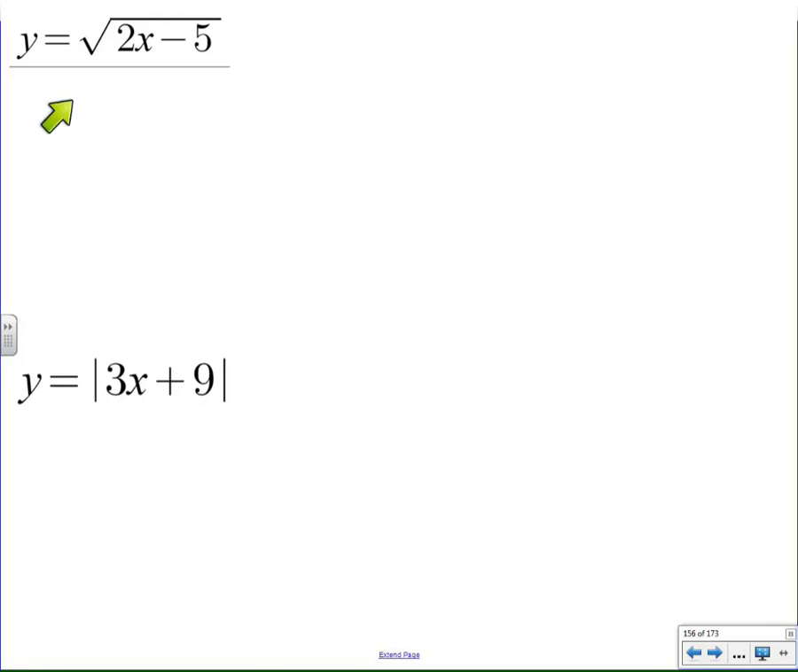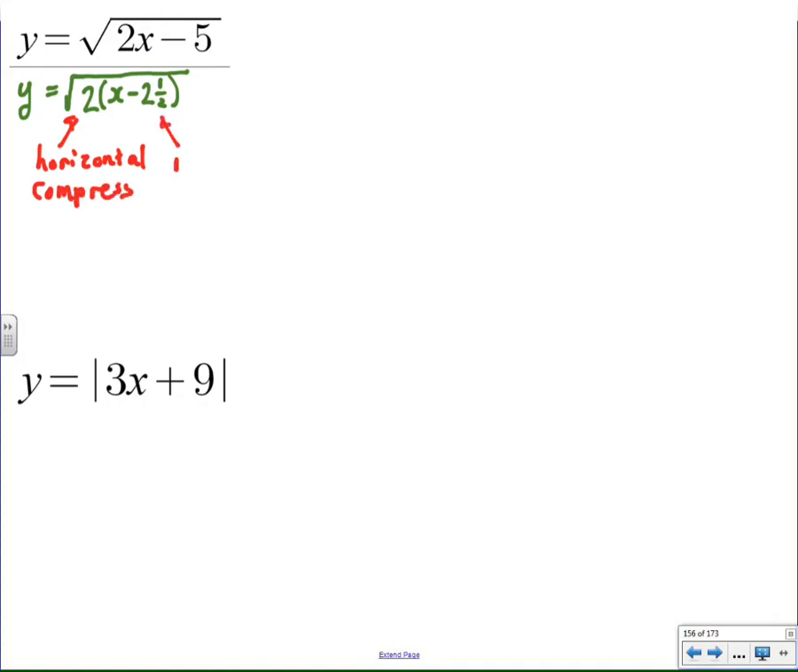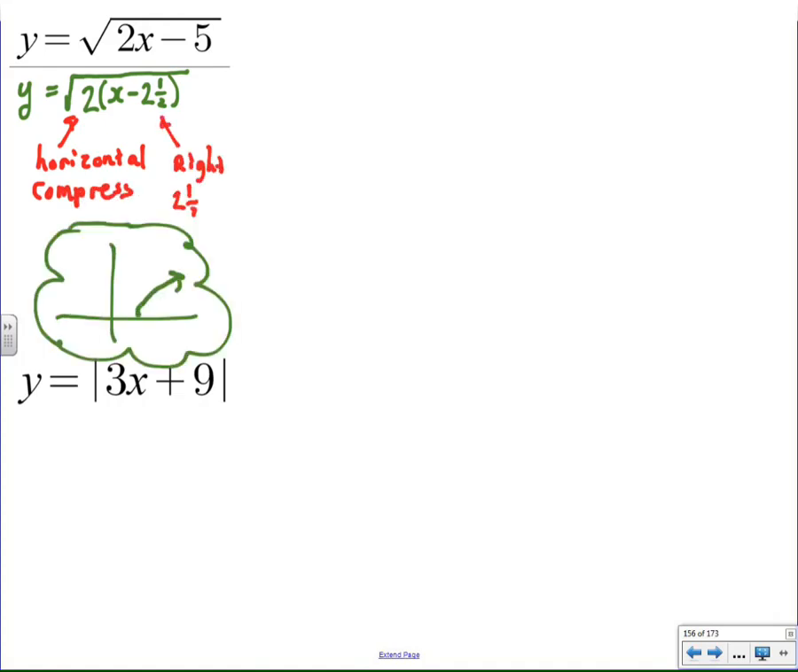So when analyzing y equals square root of 2x minus 5, before we do anything, we need to rewrite or rearrange the way the function is written. By factoring out the 2 from 2x minus 5, we get 2 times the quantity, x minus 2.5. This enables us to identify the horizontal compression, but this time we'll be compressed after the graph is shifted to the right 2.5. In other words, the square root graph is going to look something like my little mental sketch here.